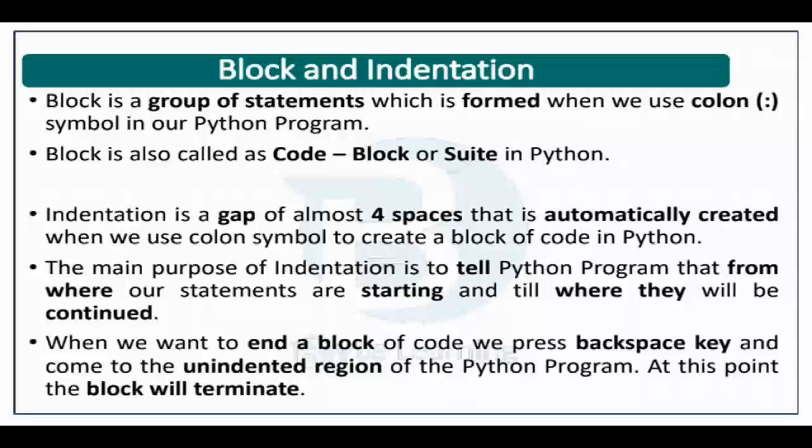Last is the block, or a group of statements which are given in a program and which start with a colon symbol. Whenever a block is formed, we use the colon sign. A block is also called a code block or suite in Python. Whenever we write statements in a block, they are properly indented. Almost 4 spaces are automatically created when we use the colon symbol to create a block of code in Python. The main purpose of indenting is to tell Python where our statements start and where they continue.